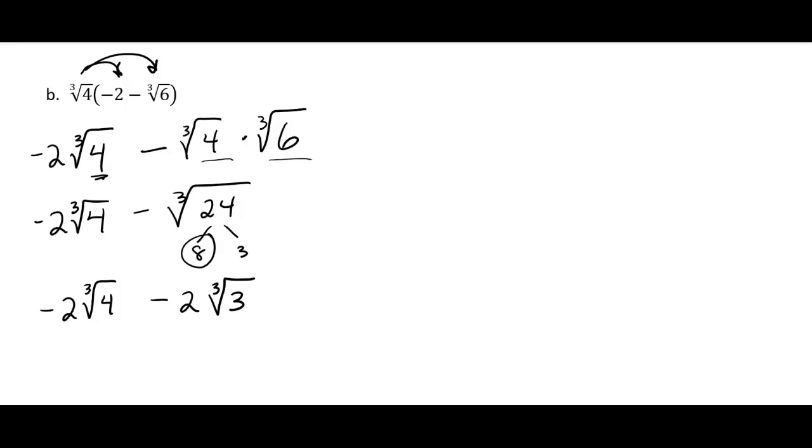Now, I think they kind of did this one on purpose. Can I combine those? No, they're not the same radicand. They're both cubed roots, and they both have a negative 2 in front, which doesn't really matter. Those could have been different, but the radicands have to be the same. So one's a 4, one's a 3, so we can't combine them. So you're done.